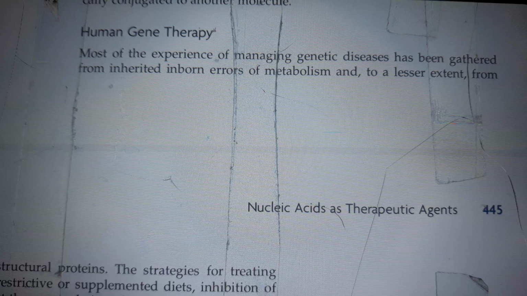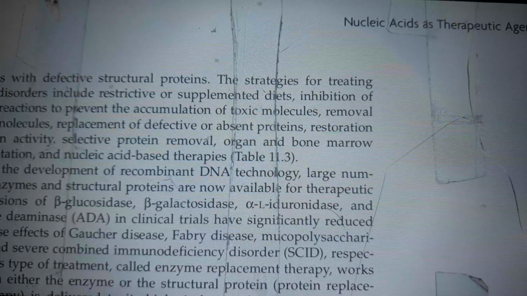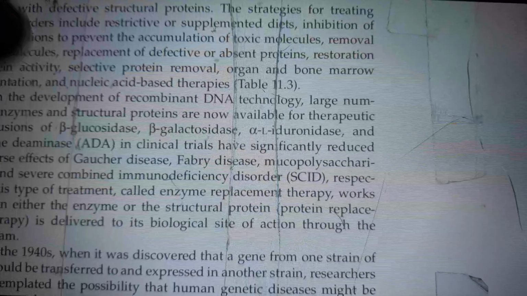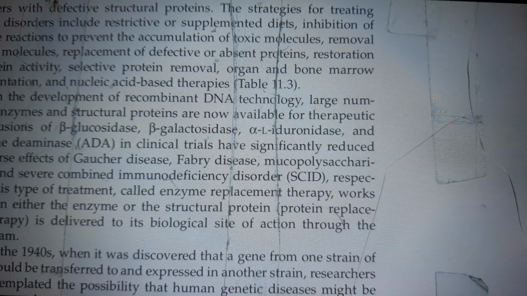Human gene therapy. Most of the experience of managing genetic disease has been gathered from inherited inborn errors of metabolism and, to a lesser extent, from disorders with defective structural proteins. The strategies for treating genetic disorders include restrictive or supplemental diets, inhibition of enzyme reactions to prevent accumulation of toxic molecules, removal of toxic molecules, replacement of defective or absent proteins, restoration of protein activity, selective protein removal, organ and bone marrow transplantation, and nucleic acid-based therapies.